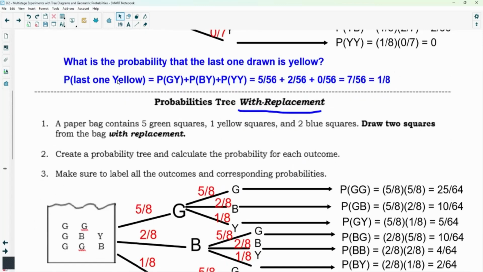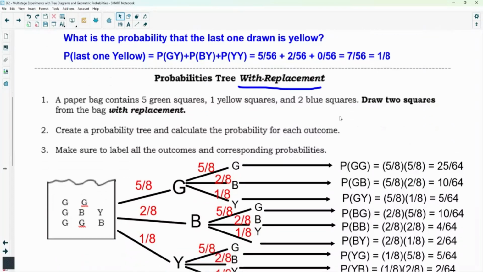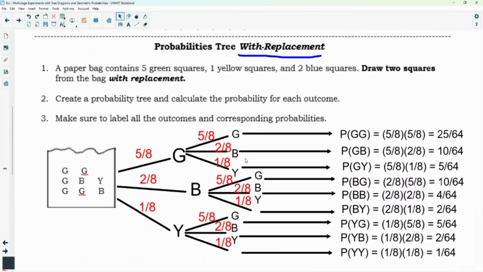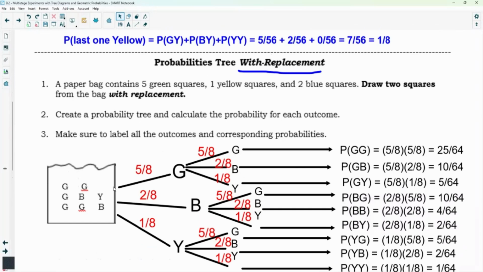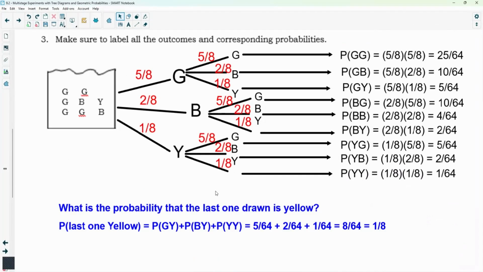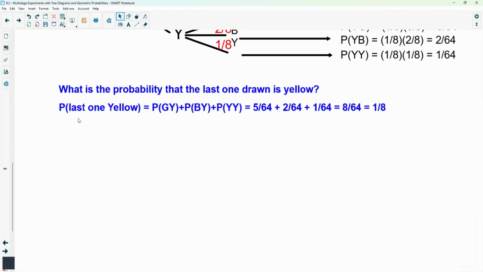And over here, this is just an additional question. They didn't ask you this, it's just an additional question, like how will you read and how will you do these types of questions? Because I did put a question like that on your homework and on your test. And this is with replacing. That means you look at it and you put it back in the bag, okay? And again, you're drawing two of the squares, okay?